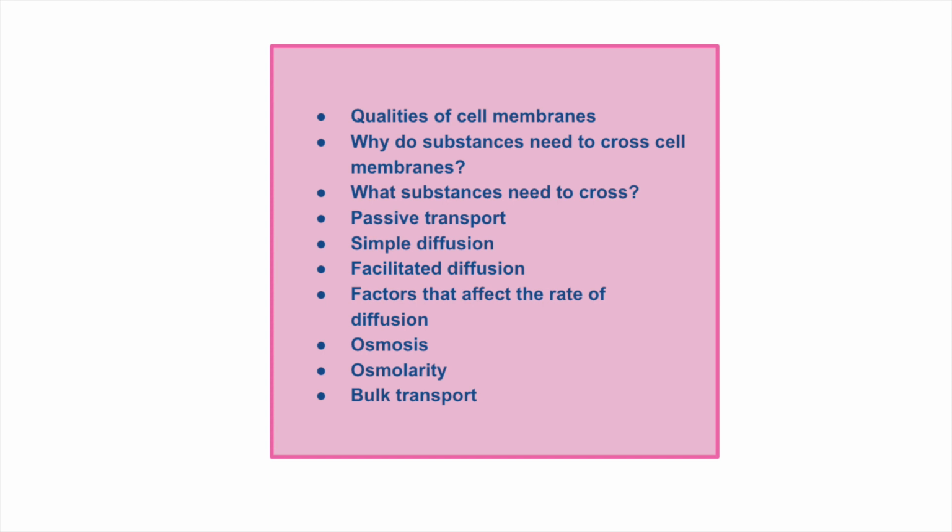We'll then take a look at the three types of passive transport: simple diffusion, facilitated diffusion, and osmosis. Then I'll explain the factors that affect the rate of diffusion. Also, we'll look at osmolarity, and finally, we'll take a look at bulk transport.